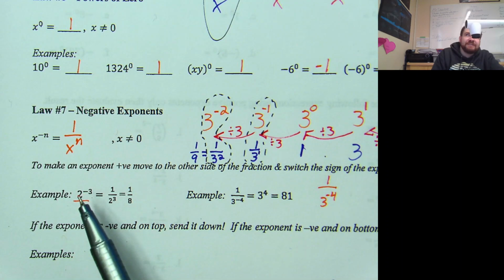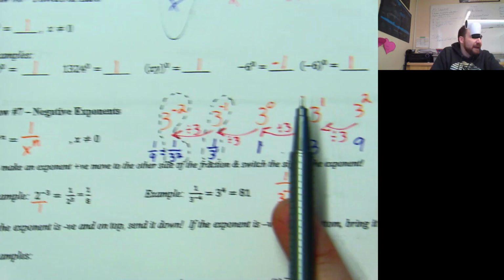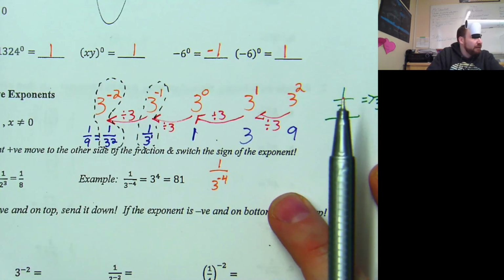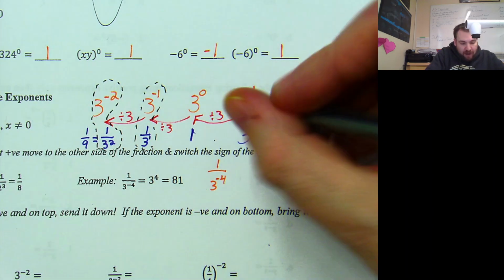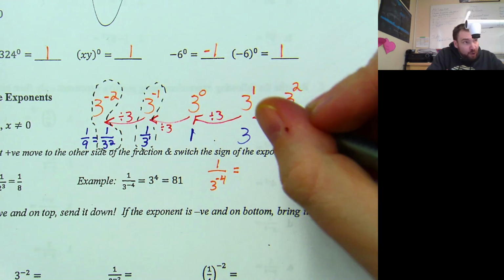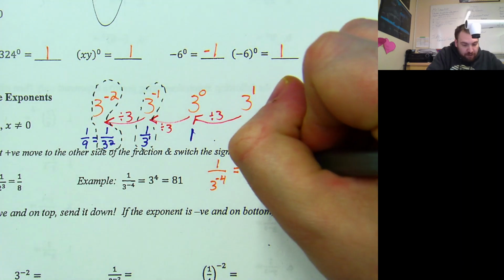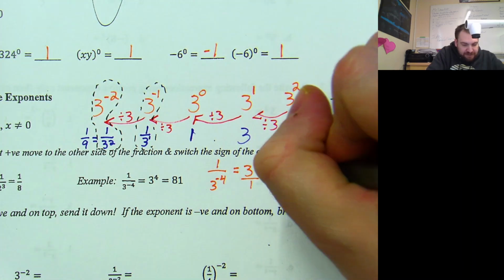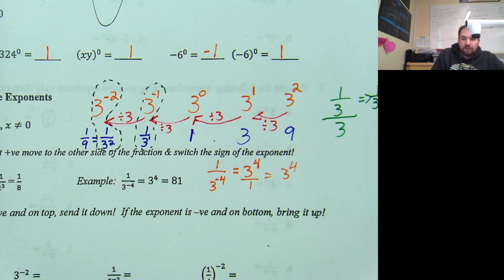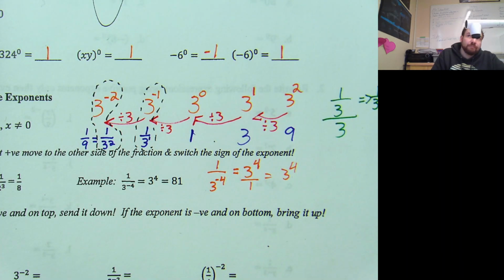I'm going to take my base, 3. I'm going to take the reciprocal of it, and it's going to make the exponent positive. Well, it's going to go on top. It's going to become 3 to the 4 over 1, which I just write as 3 to the 4. And it's only the base that does the moving.